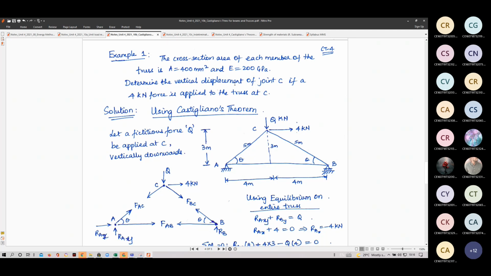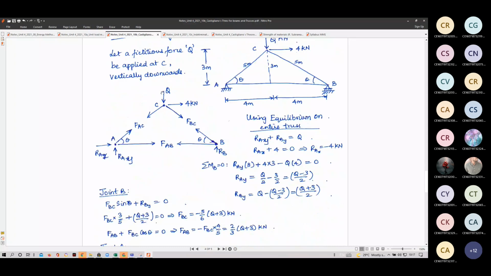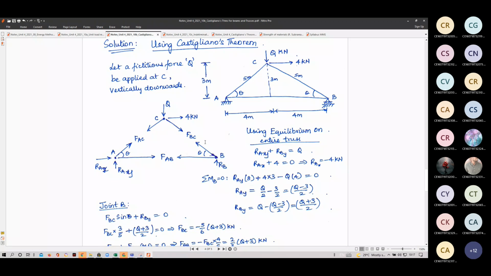Determine the vertical displacement of joint C. So for that, I will take a fictitious force Q along the downward direction. Let fictitious force Q be applied at C vertically downwards. Now I have applied Q and I have taken the free body diagram. I have RAX, RAY, RBY here. And very important, to do truss analysis, assume that all the member forces are in tension.